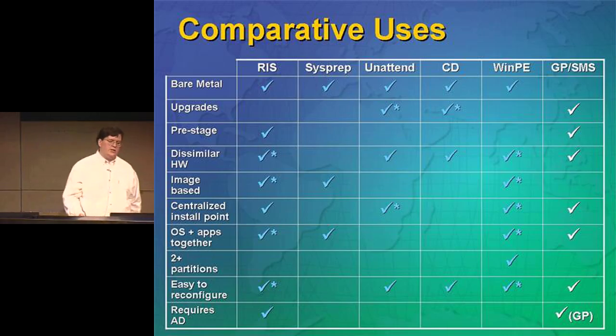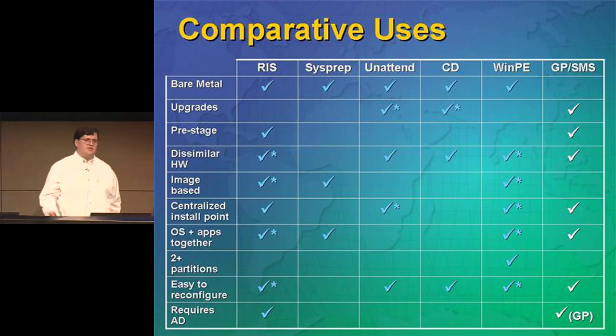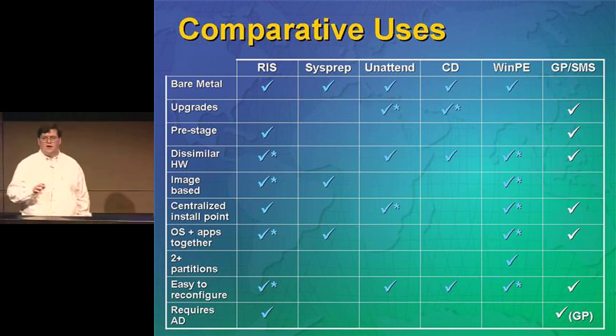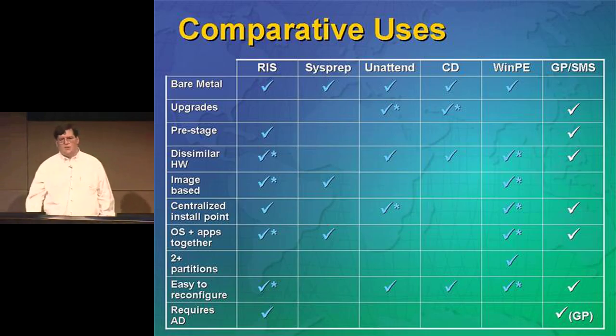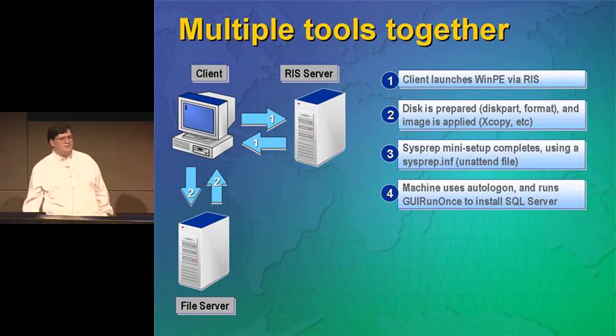As far as configurability, it's as configurable, again, as your installation method. So if you're using an unattend to push that out, again, you can modify your unattend to do specific things. As for requiring Active Directory, SMS has no requirement on Active Directory. Group policy does require Active Directory, so using the two together would obviously require Active Directory.